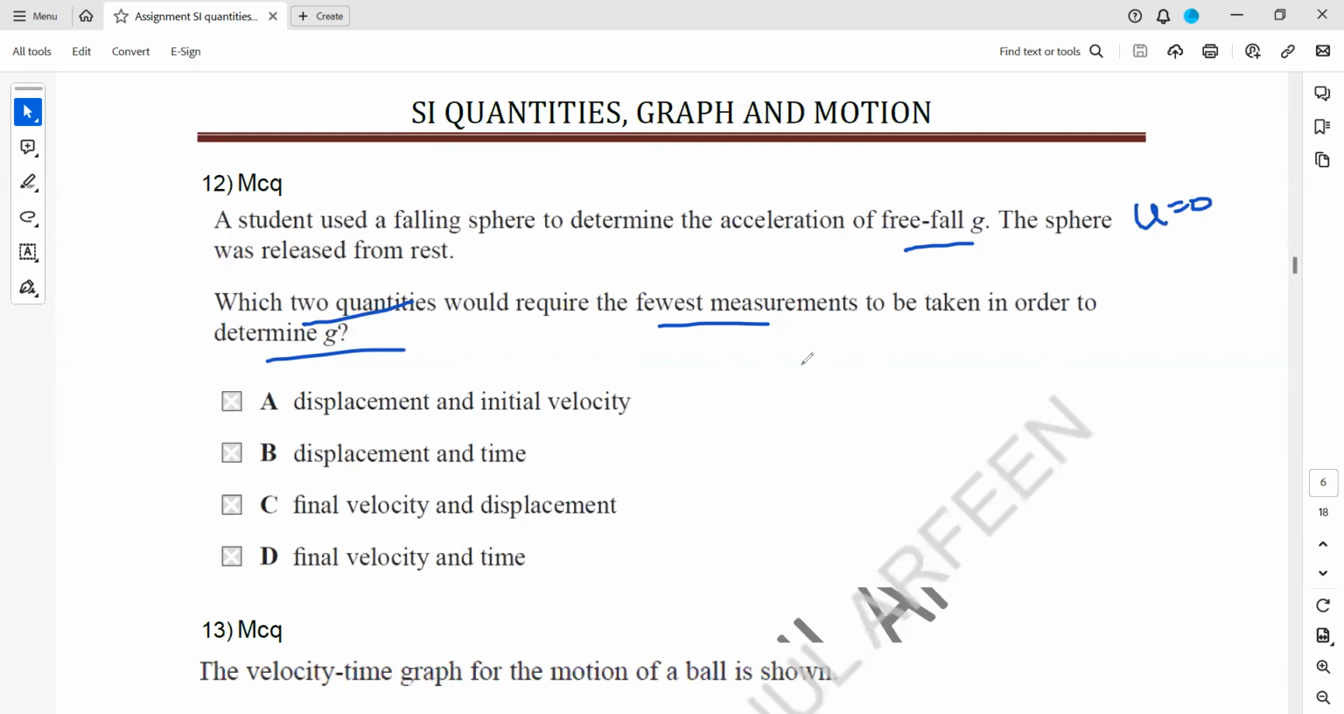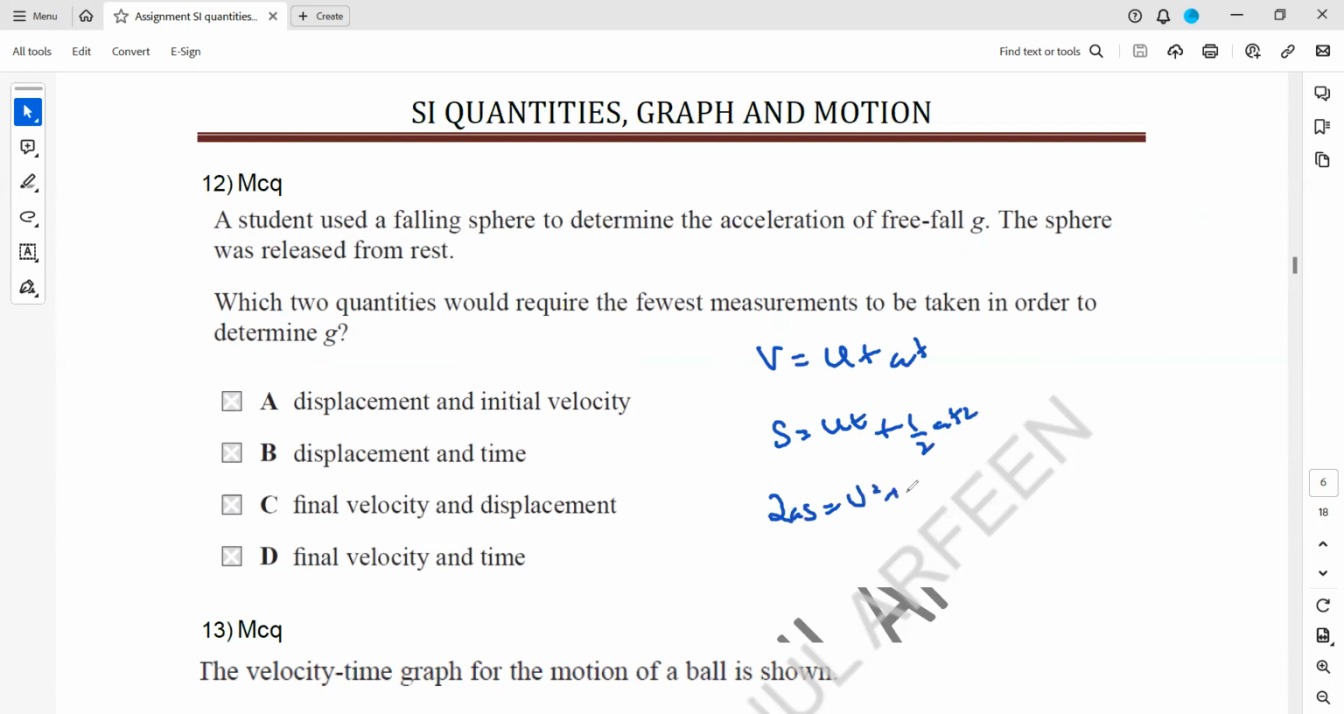Look, there are 4 equations of motion. What are the equations of motion? We have v equals u plus at. s equals ut plus half at squared. 2as equals v squared minus u squared, and s equals (u plus v) divided by 2, multiplied by t. These are the equations of motion.